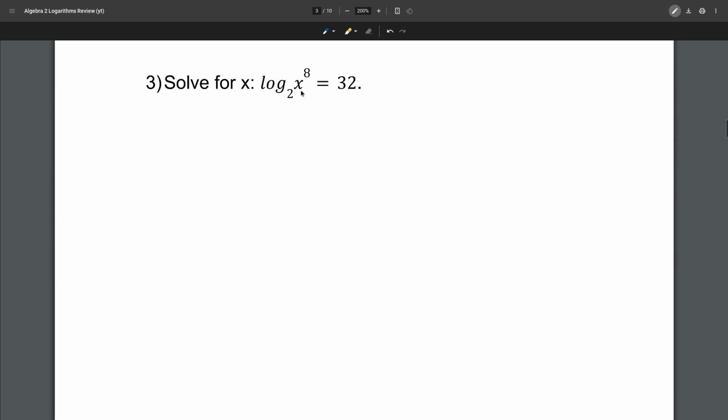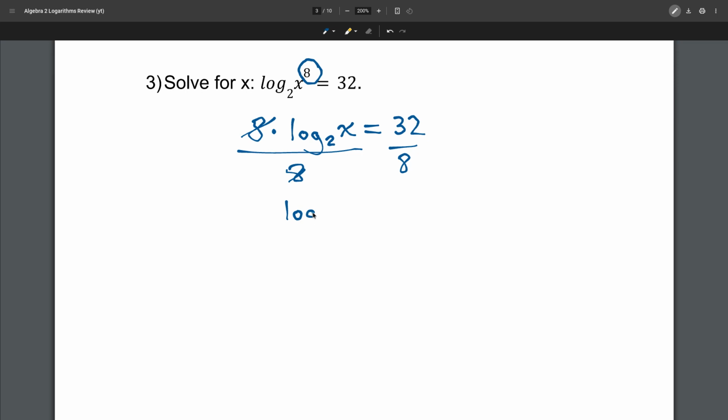Solve for x. Log base 2 of x to the 8th power equals 32. So we can take this power here, 8, and we can multiply it by the log base 2 of x. That's a property of logarithms, and we can set that equal to 32. And that allows us to divide both sides by 8. The 8's on this side cancel, and we get log base 2 of x equals 4.